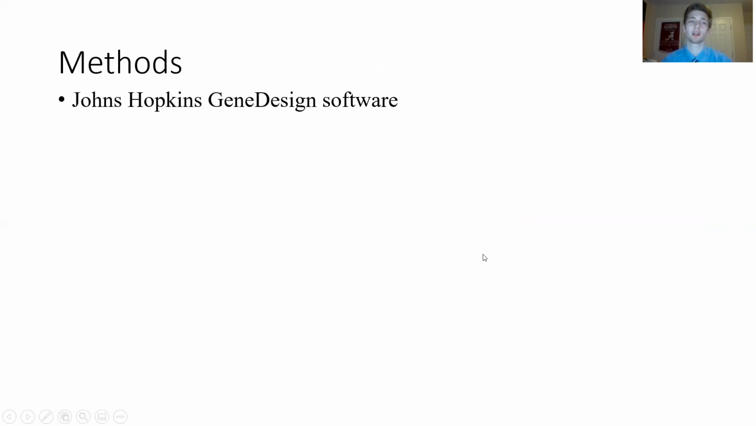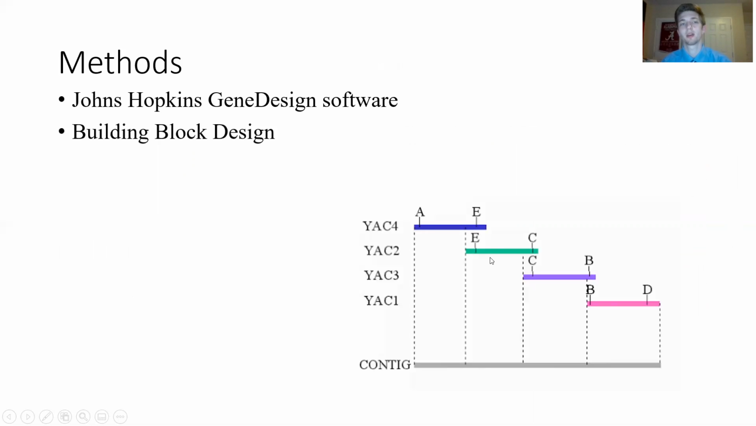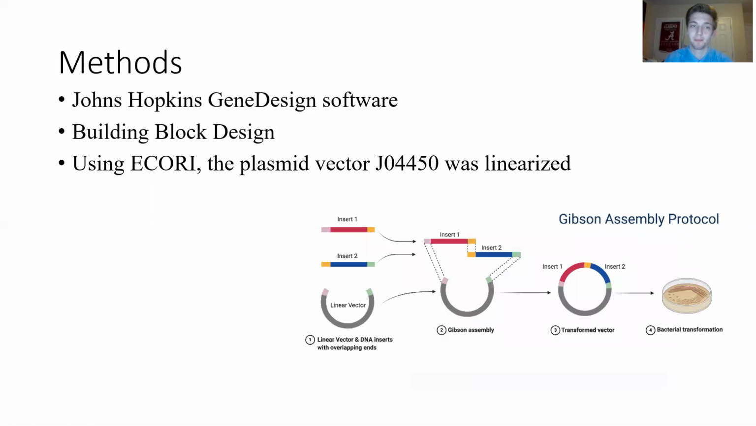I then took it to Johns Hopkins gene design software, which essentially just lets you build these things called building blocks, where you can break the DNA sequence up into these little bits, and then based on where they overlap, you can stitch them together to make one large custom bit of DNA.